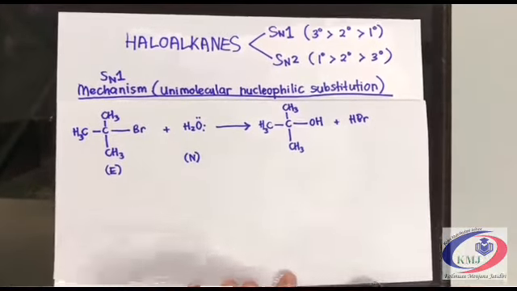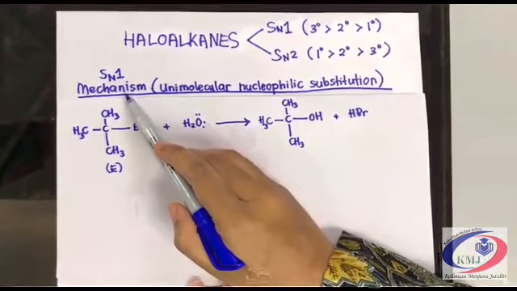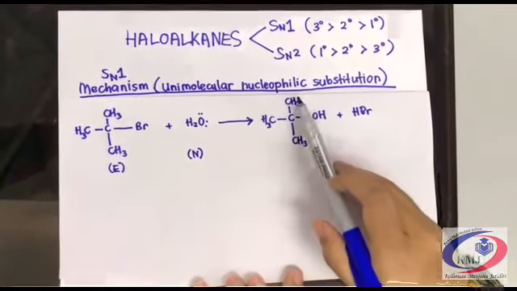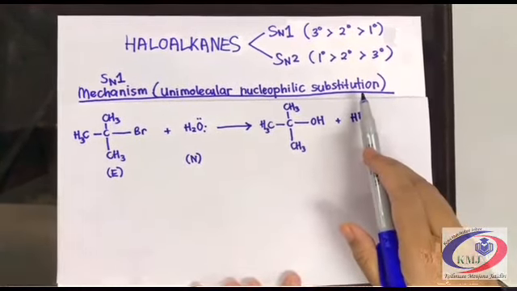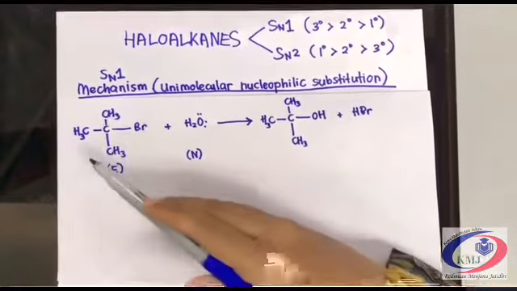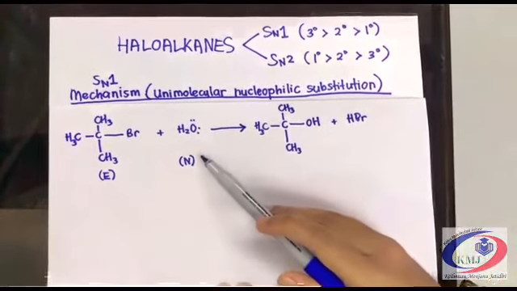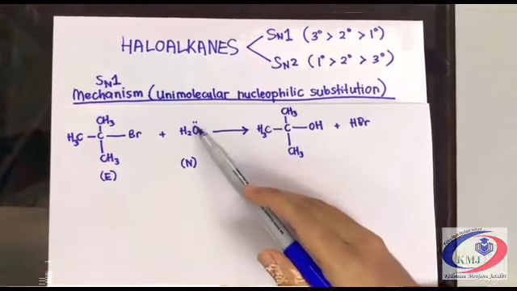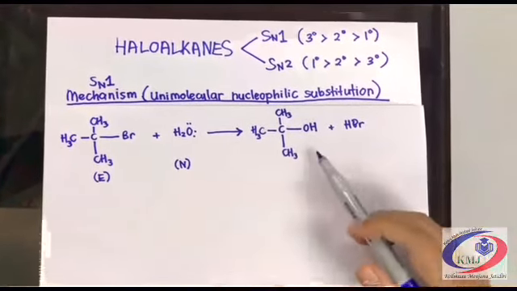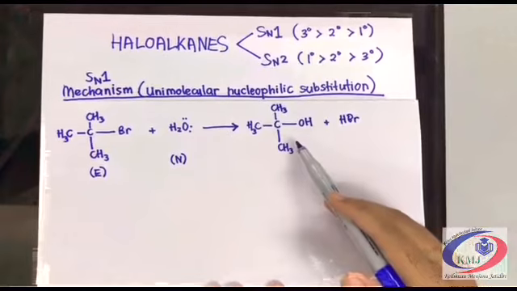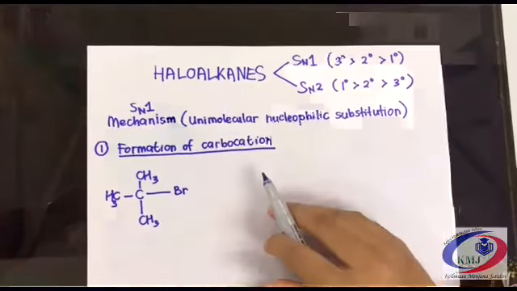So now I'm going to show you the SN1 mechanism. SN1 stands for unimolecular nucleophilic substitution, due to the rate law, which is first order. So we're going to use this reaction. We have this as an electrophile, while this one will become the nucleophile due to the presence of a lone pair, and will form the tertiary alcohol.